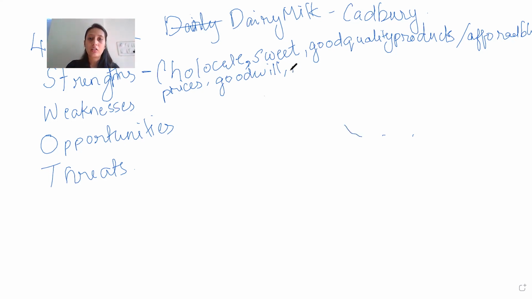Then, Dairy Milk in particular, what is it going to give you? Chocolate based with milk, so milk nutrients as compared to other chocolates. Then what will the weaknesses be? Weaknesses: there are many competitors of the same segment.